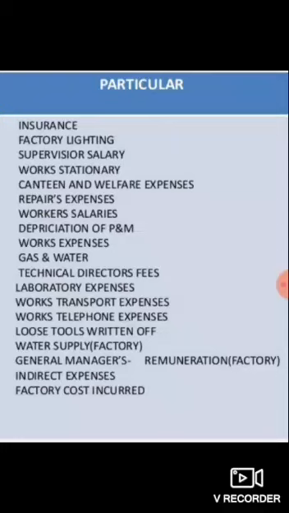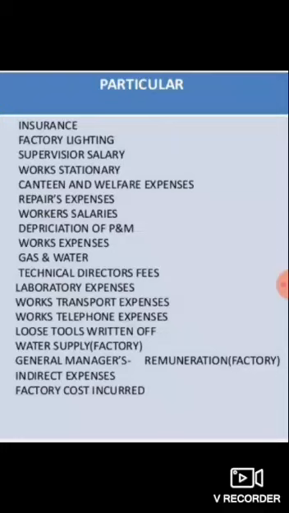And factory lighting. This factory lighting is divided into units, and those units are calculated by the area of the room. According to that, the lighting should be added to overheads. And supervisor salary is also added to overheads.